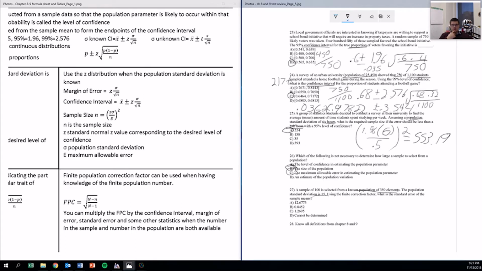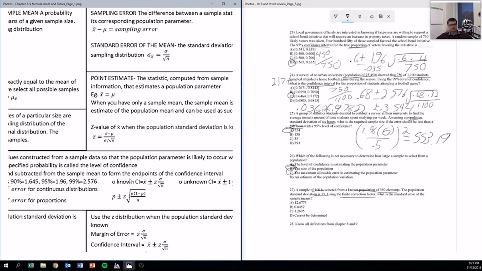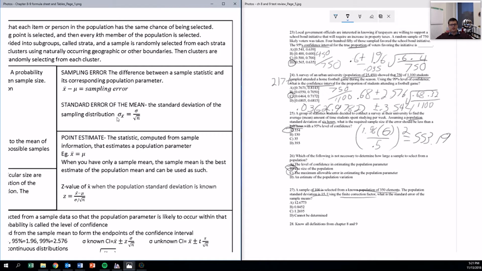Okay? So let's do this. What is the standard error? First thing that we need to do, let's find the formula for the standard error. Standard error of the mean: standard deviation over the square root of n. What's the standard deviation? We've got 15. What is the sample size? 100. The square root of the sample size is 10. So 15 over the square root of 100, in other words, 15 over 10, which is 1.5. Okay, so that's the standard error.